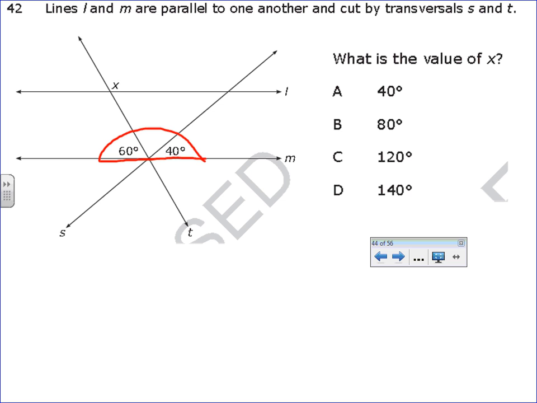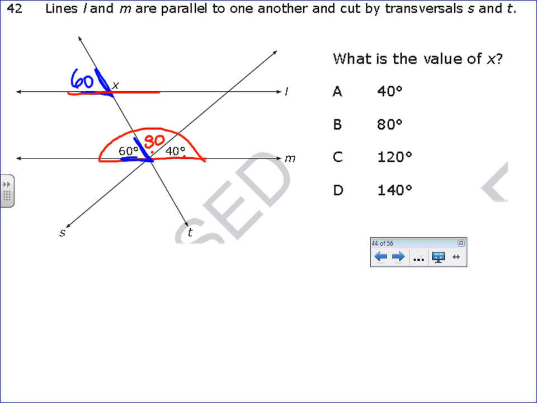Well, what's 60 plus 40? 100. What do you need to get to 180? 80. So now 60 plus 80 plus 40 gives me 180. The other thing to notice here is that this angle, right here, the 60-degree angle, is corresponding to this angle, which means that that angle is 60.